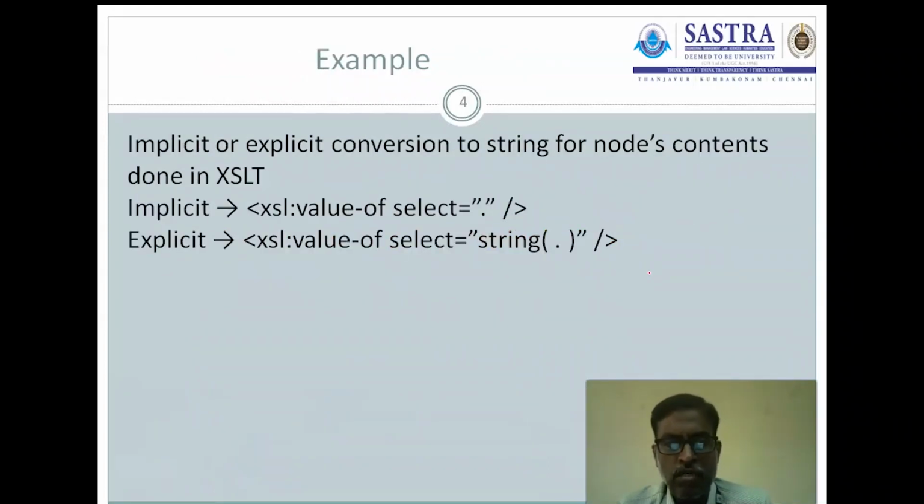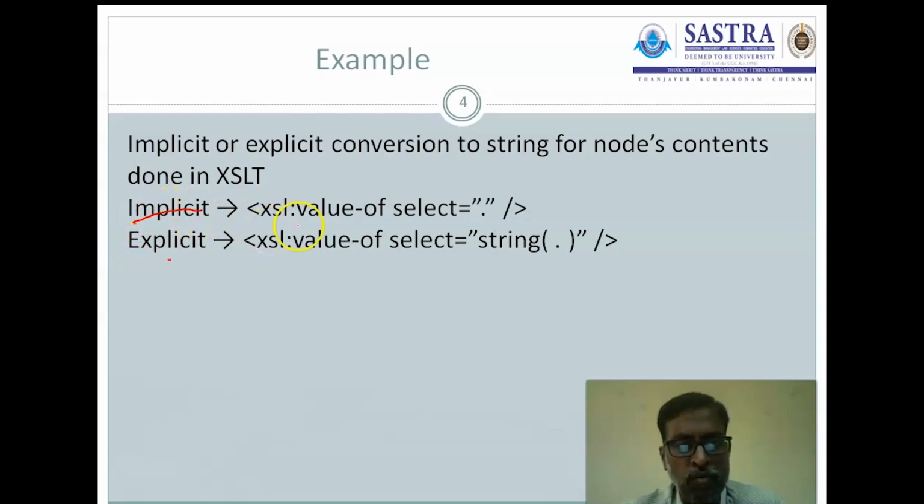This conversion from primitive type to string type is performed either in implicit mode or explicit mode. Implicitly, the data type may be converted into string. I mean, node content is converted into string. Sometimes we need to use the string function and explicitly convert the value or node content into string. That implicit and explicit conversion example is given here.